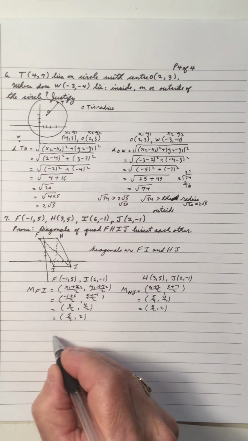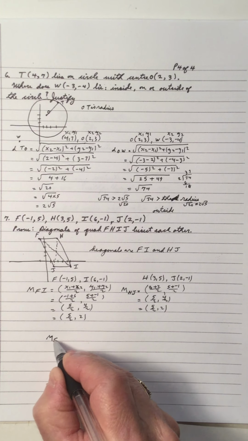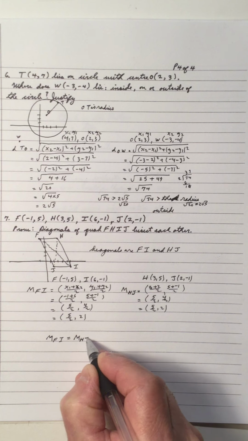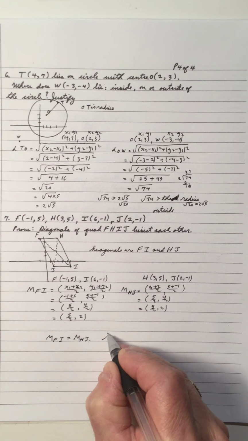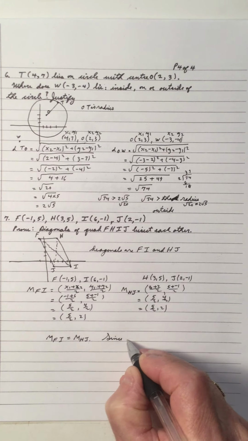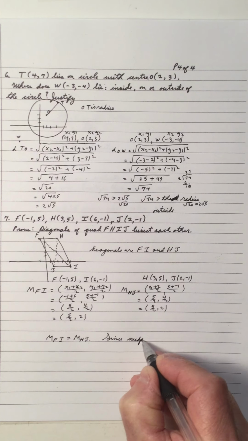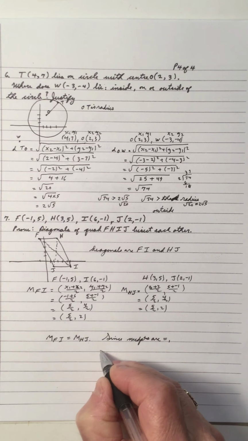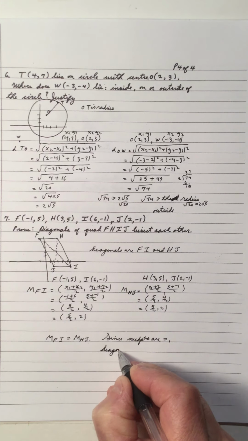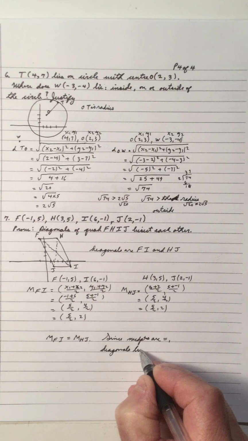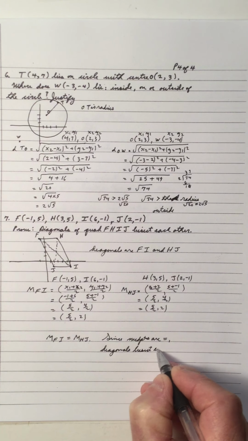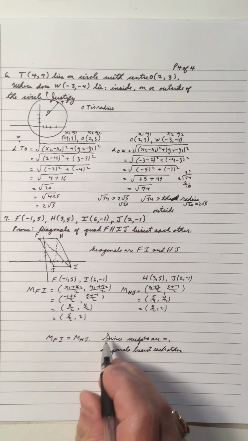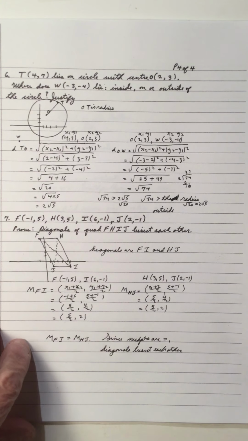And notice that the midpoint of FI equals the midpoint of HJ. And since the midpoints are equal, the diagonals bisect each other. So the diagonals bisect if they have the same midpoints.